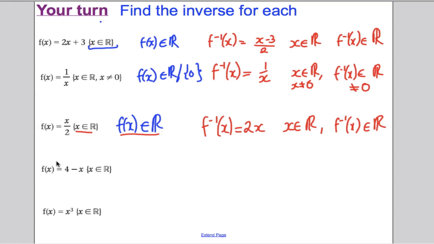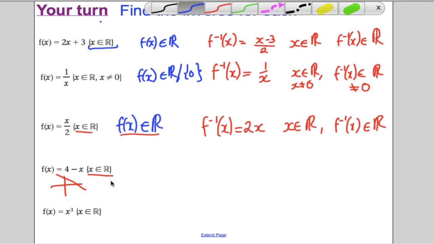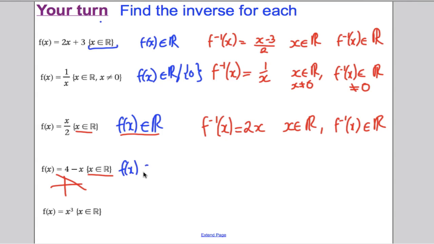Okay, slightly more tricky here. Your original function is 4 subtract x, and x can be any number. Now that's a straight line graph. We know a straight line graph looks something as follows. So we know that the original function can take any value, so its range, f of x, is any real number.